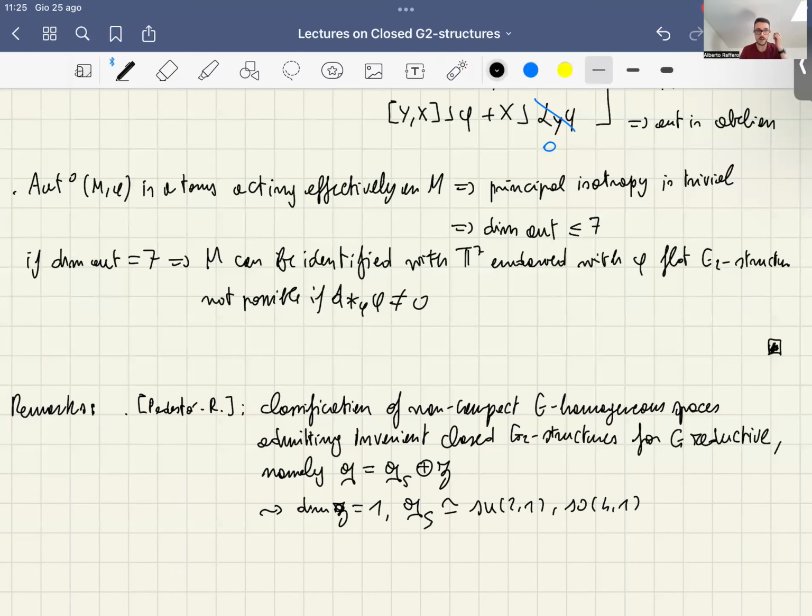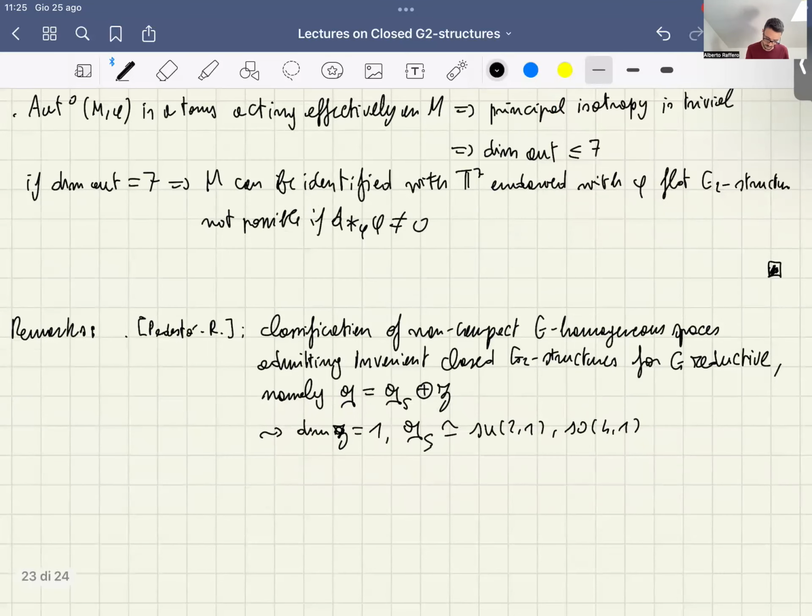And in particular, it follows from the previous result in the compact case and from this result here that if you have any 7-dimensional manifold with a closed G2 structure that is not torsion-free, then a group acting transitively on it, preserving the G2 structure, cannot be semi-simple. This was obtained in 2019, and the paper can be found on the arXiv.